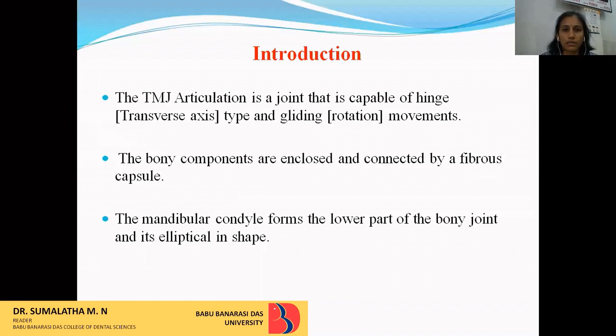So to start with the introduction, the TMJ articulation is a joint that is capable of both hinge type and gliding movement. Hinge type movement means it moves in a transverse axis, while gliding movement causes rotational movements. The bony components of this temporomandibular joint are enclosed and covered by a fibrous capsule. The mandibular condyle forms the lower part of the bony joint and it's usually elliptical in shape.